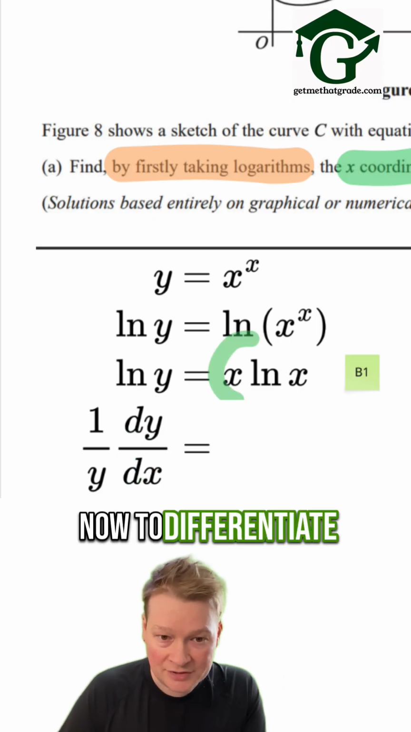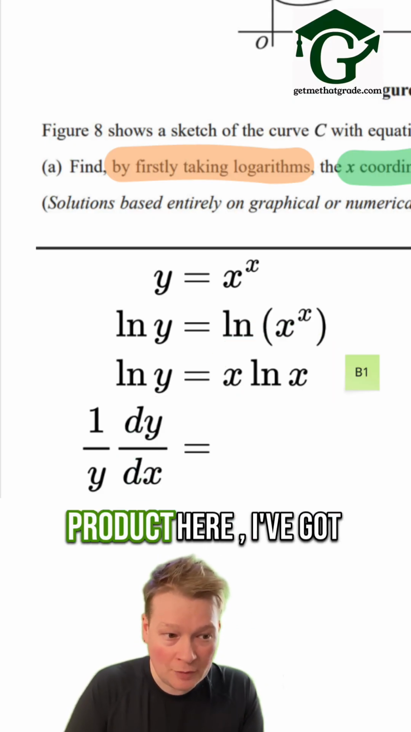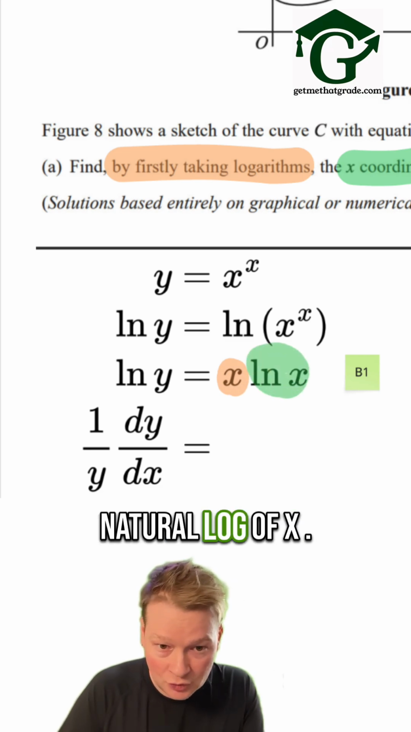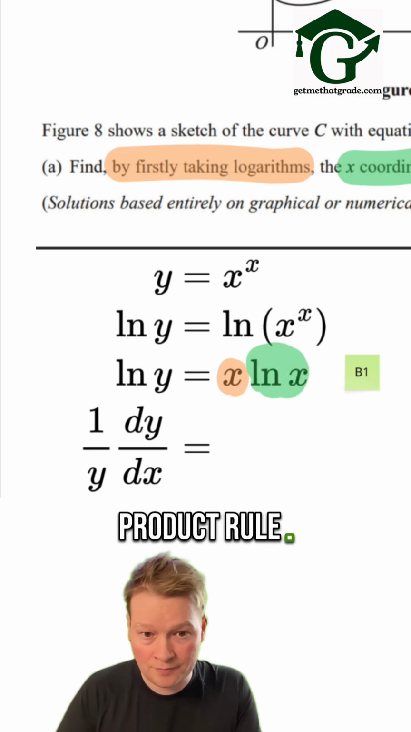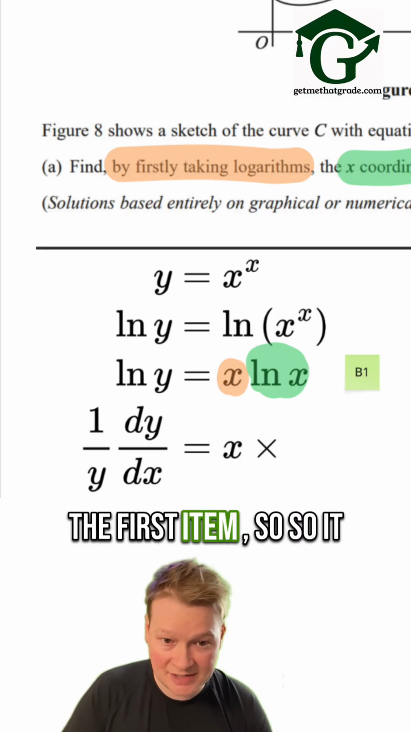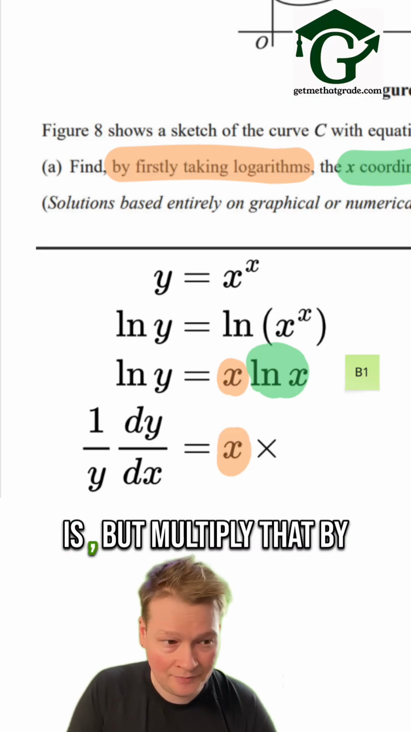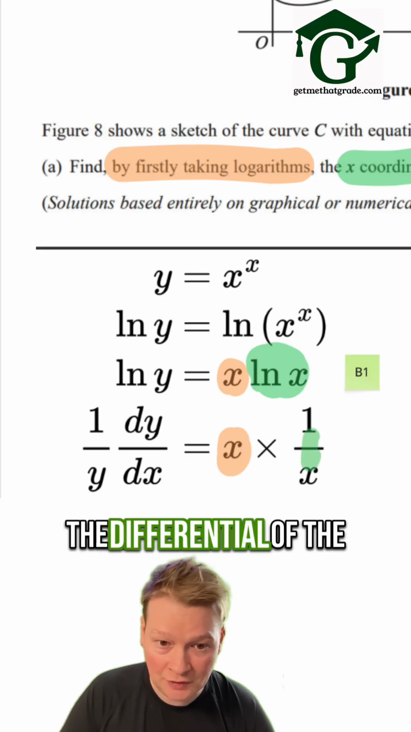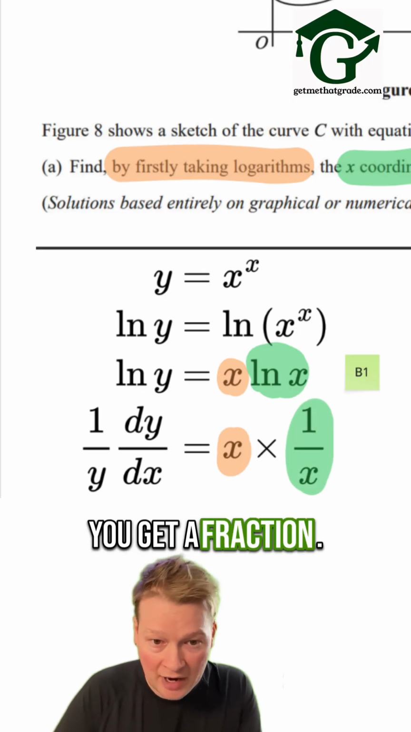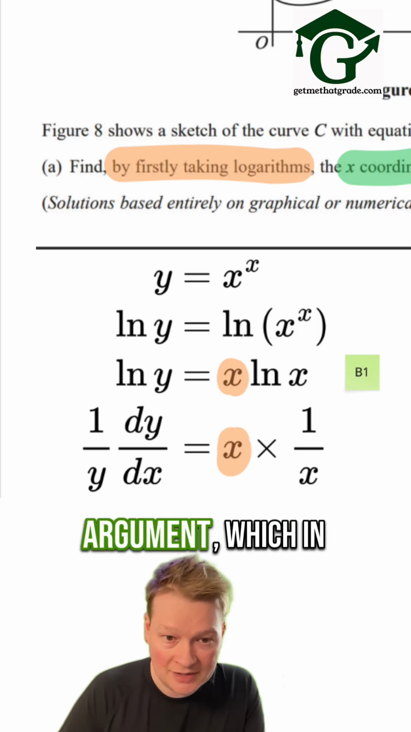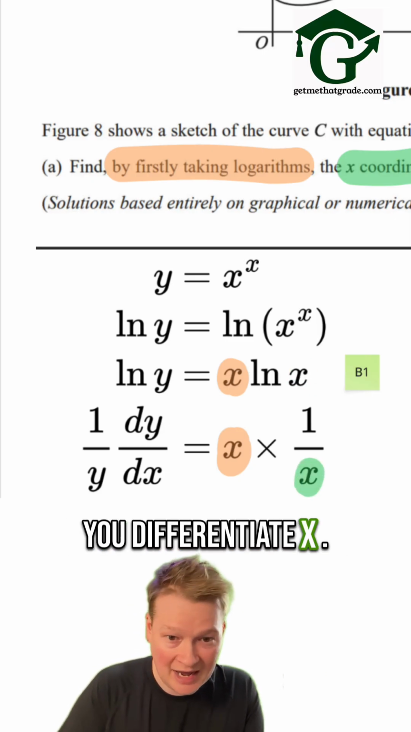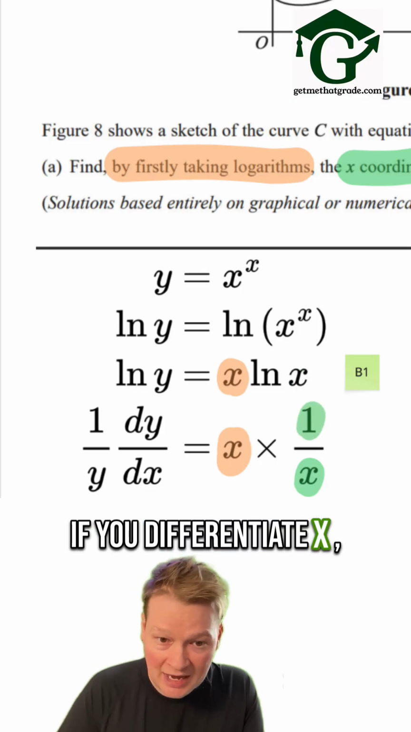Now, to differentiate the right-hand side, because I've got a product here, the product of x multiplied by the natural log of x, I've got to use the product rule. What does the product rule say about differentiating this? Well, it says leave the first item, so leave the x as it is, but multiply that by the differential of the second item. If you differentiate natural log of x with respect to x, again, you get a fraction. You copy and paste the argument, which in this case is the x here, to the bottom of the fraction. You differentiate x, that goes on the top. If you differentiate x, you get 1.